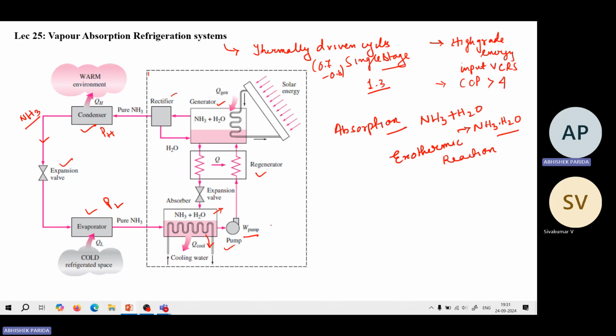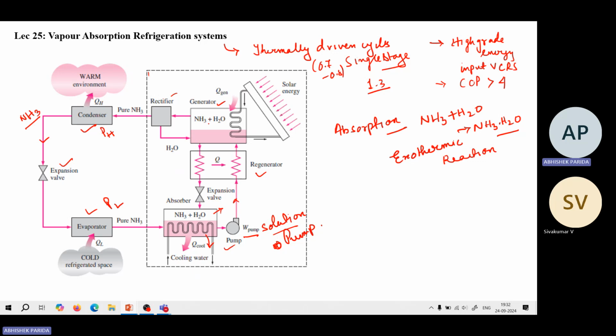Now, this is the pump. As this is a solution, we don't need any compressor here. We use a pump. Okay. Now this pump goes and passes through the regenerator. Now, why this regenerator is there, we'll be discussing in a while. Now it goes to the generator.